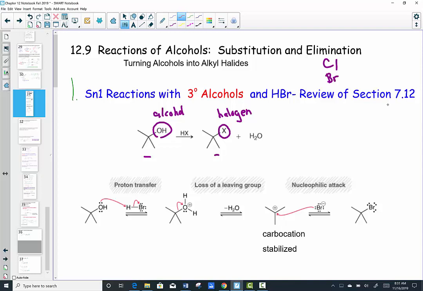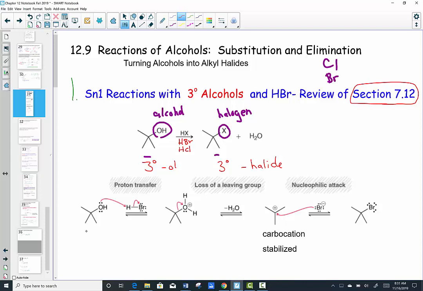And the first one I'm going to bring us back to is Section 7.12, known as SN1 reactions, where we can use a tertiary alcohol and convert it into a tertiary alkyl halide. So starting with the alcohol and ending with the halide. Notice that on the arrow is a simple HX that can represent HBr or HCl, that either of those halogens will work via this mechanism.